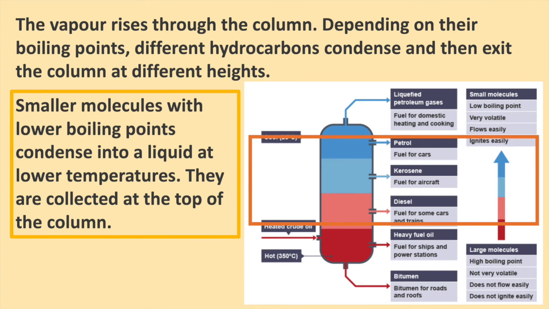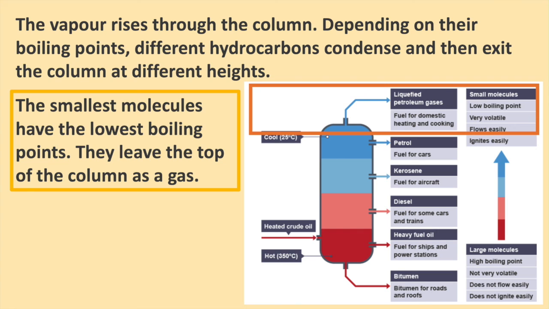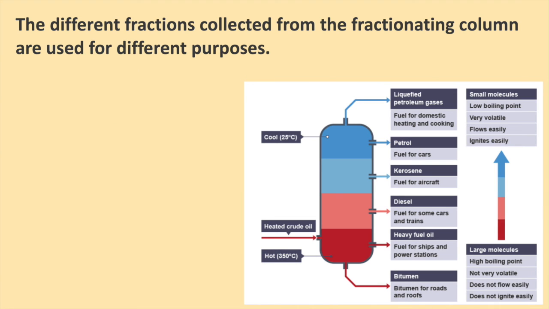Smaller molecules with lower boiling points condense into liquid at lower temperatures, so they are collected at the top of the column. The smallest molecules have the lowest boiling points, and they leave the top of the column as a gas. The different fractions that are collected from the fractionating column are used for different purposes.